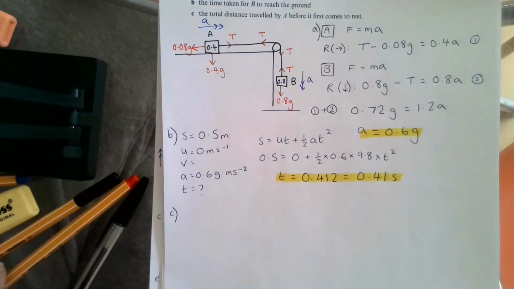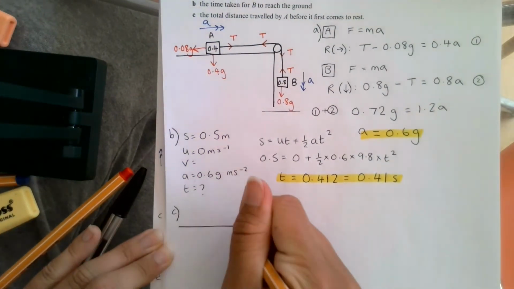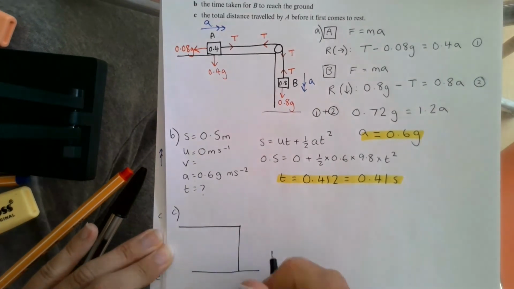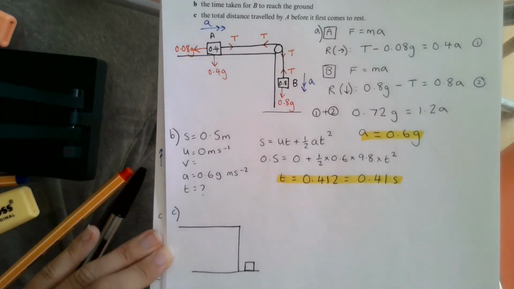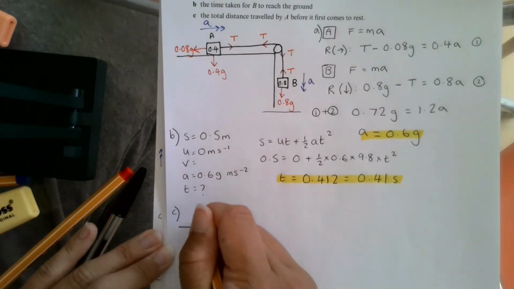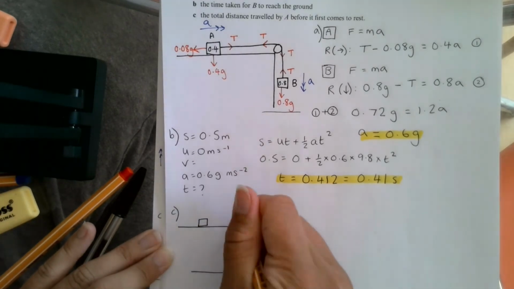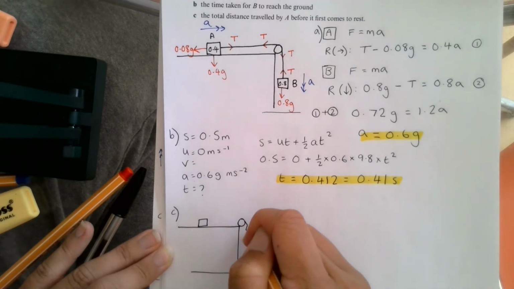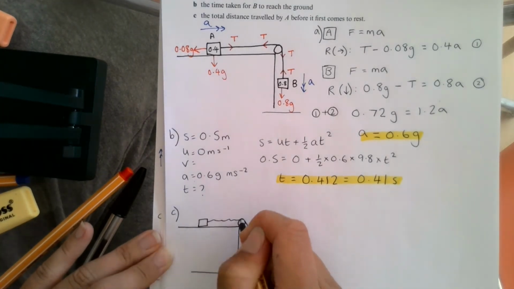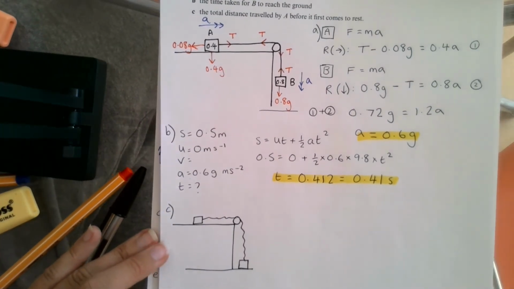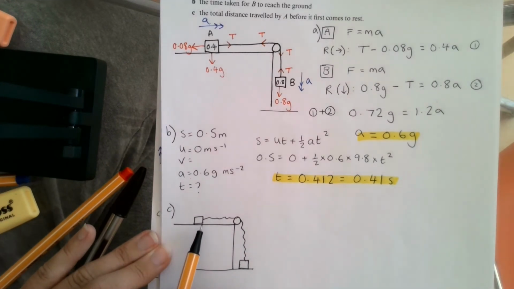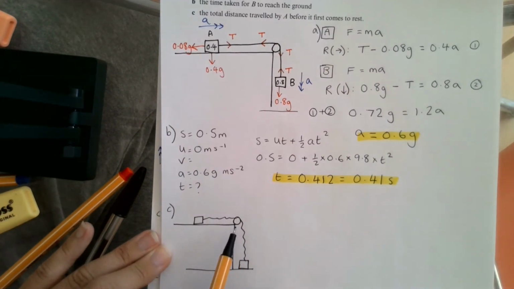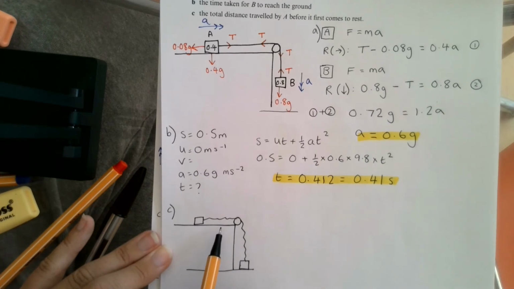If I draw a bit of a picture, here's my table again. By this point, B has just hit the ground, and A has been moving along the table. Here's my pulley. At that moment that B hits the ground, the string will suddenly go a bit loose. I'm going to draw it as a wavy line. There's no more tension in it. But A doesn't just stop straight away. It'll have a bit of acceleration still, still going, until it comes to a stop.